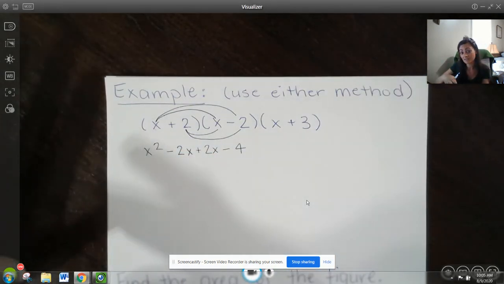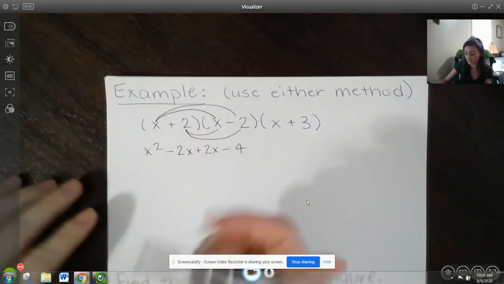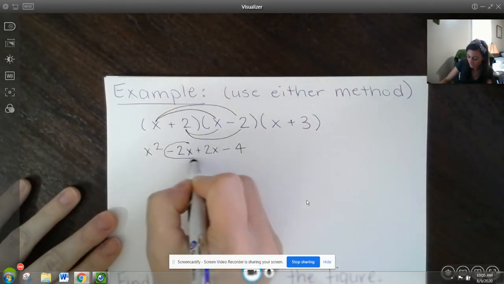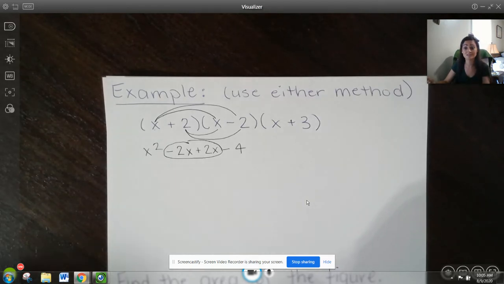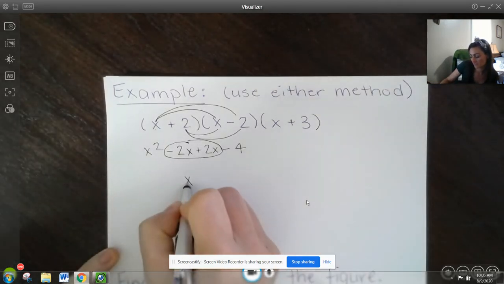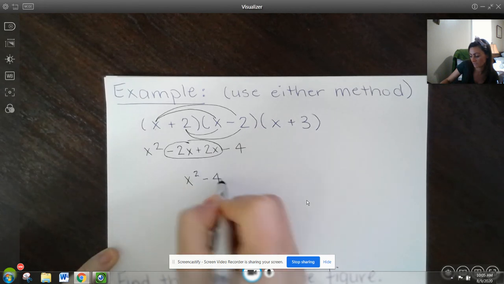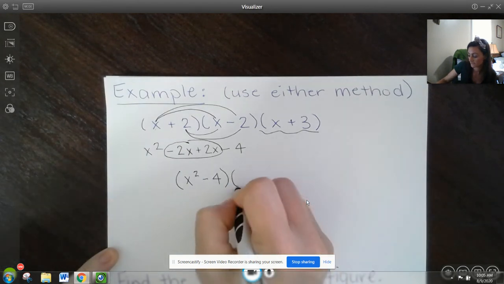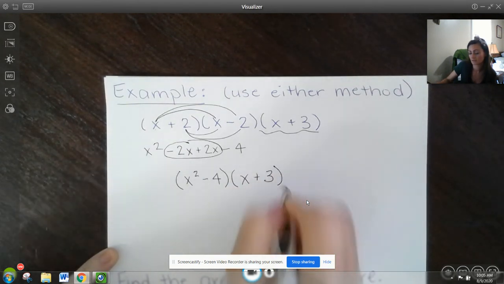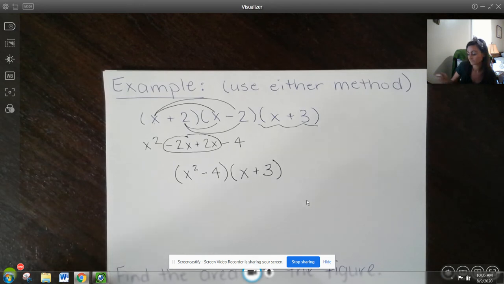Again, if you did the box method for this, you should see the same thing show up. When I combine like terms, these 2 will cancel out to 0, so I will not have a linear term. I'll just have x squared minus 4. But we didn't use this third parentheses yet, so I have to remember that I'm doing that last.